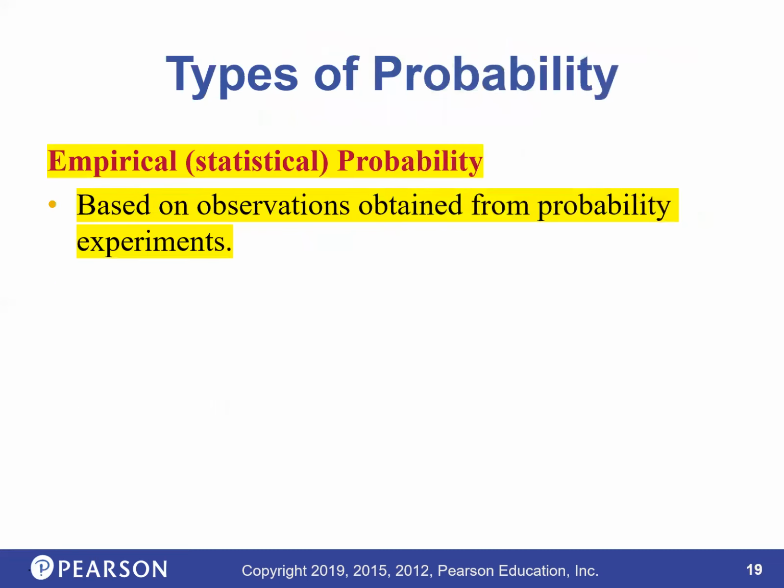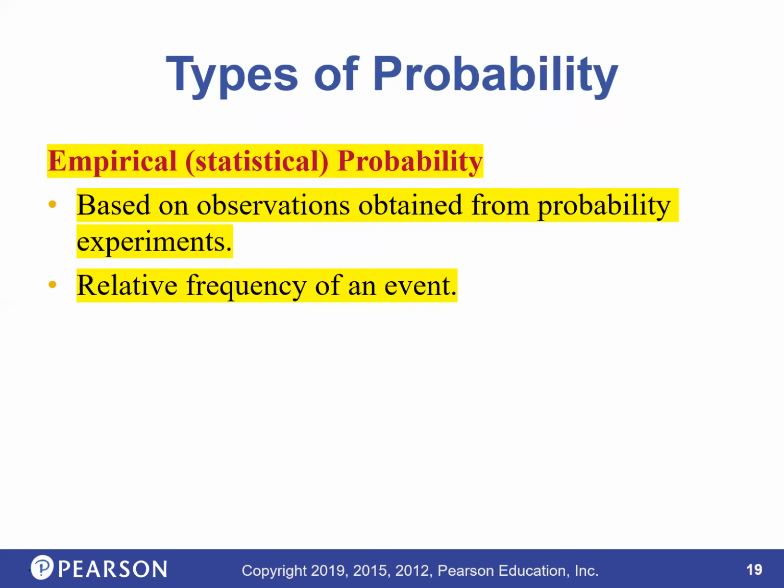It's called empirical or statistical probability. So now we're actually observing things. Based upon observations, we look at stuff happening. And what we want to do is look at something called the relative frequency. I think we've heard that word before, right? Relative frequency of an event. How likely is that to happen in comparison to others?